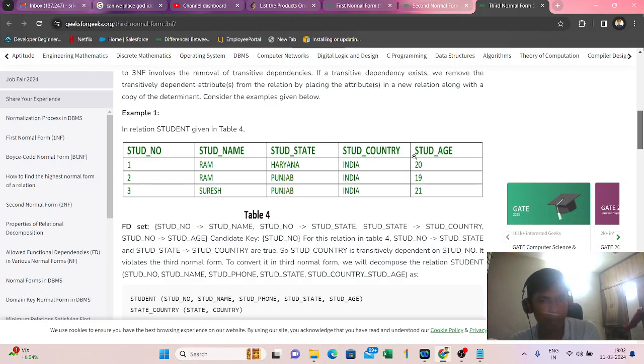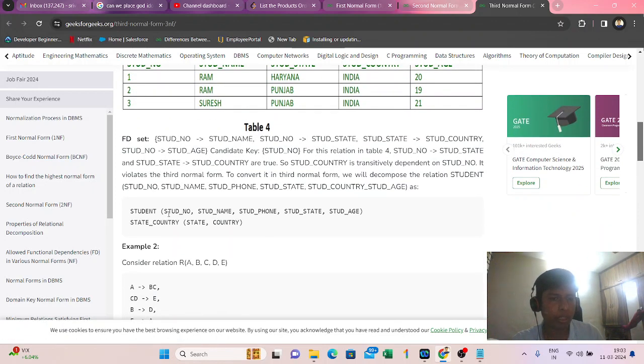We will make a separate table for them where the dependency is direct between student state and student country, and the rest would be in one table. Means our new table will contain columns: student number, which is directly the primary key; student name, which is directly dependent on student number; student phone, which is again directly dependent on student number; student age, which is again directly dependent on student number; and student state, which is directly dependent on student number.